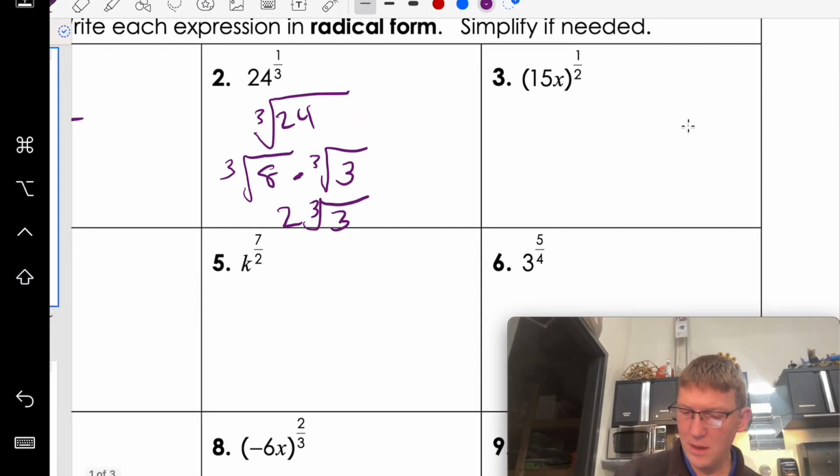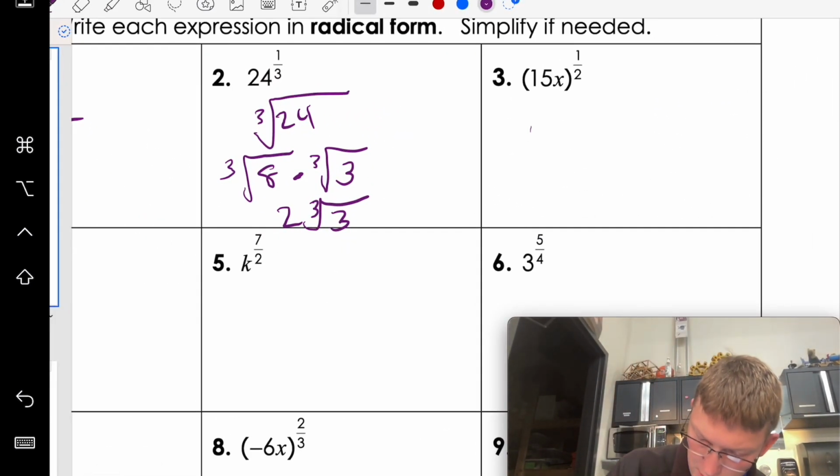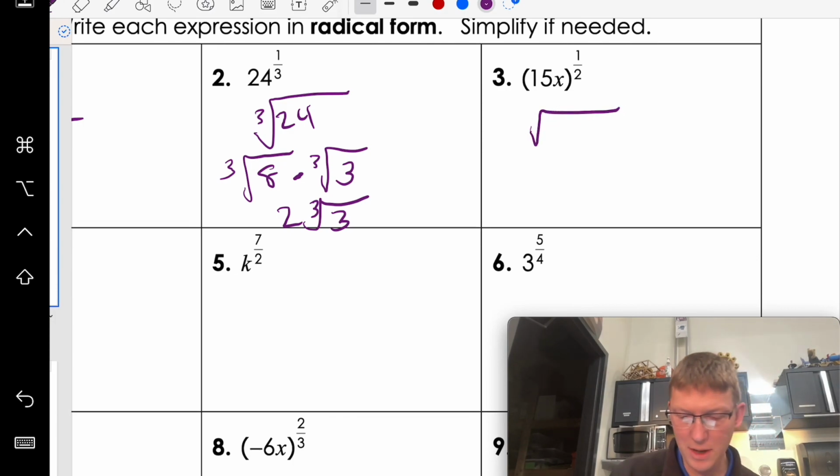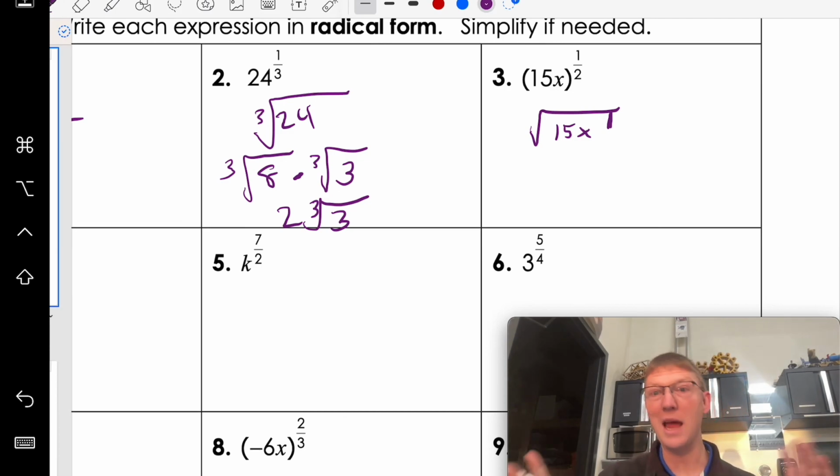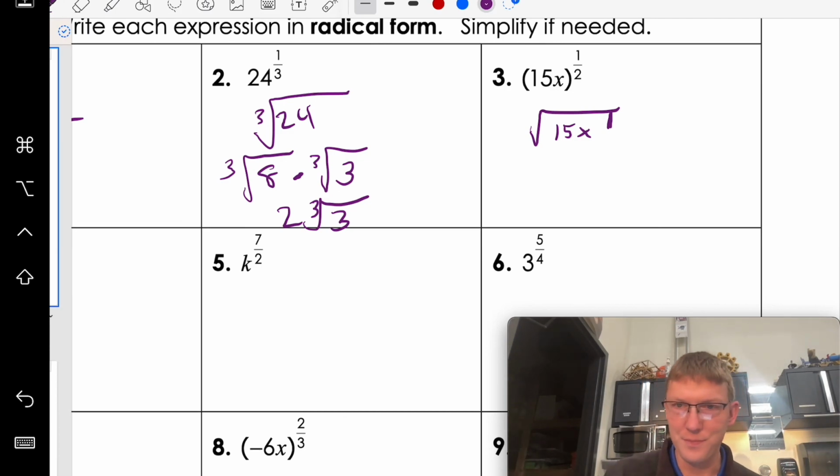So number 3, that's going to be a square root. We don't have to actually write the 2, but remember the 15 and the x make it inside of the radical sign. Sometimes you'll even see me do something like that. That just shows the end of the radical sign. It's not required, it's just a habit I got.